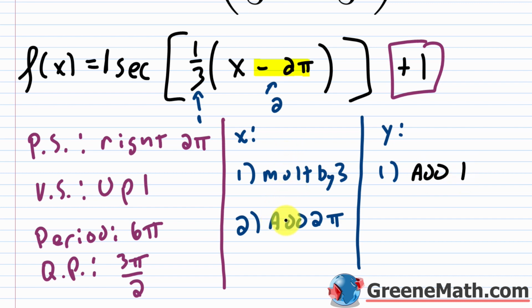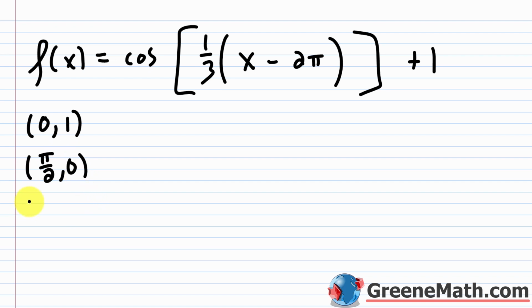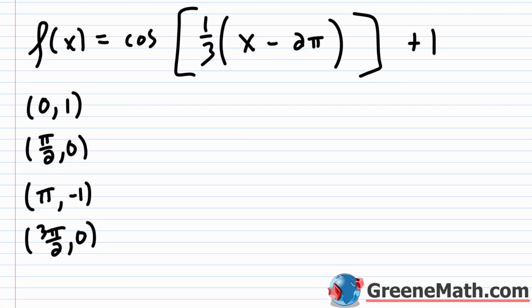So again, if you want to do it this way, it's up to you. I'm going to use the quarter period method because most students find that easier. So let me go ahead and grab this real quick, and I'm just going to erase this and just write in a cosine. Okay, so going back to the basic points we had, so we're going to say that we have 0, 1, again, starting at the maximum. Then you have pi over 2, 0, that's your x-intercept. Then you have pi, -1, so down to the minimum. Then you have 3 pi over 2, 0, so that's your x-intercept. And then you'd have 2 pi, 1, so you're at the maximum for the end of the cycle.